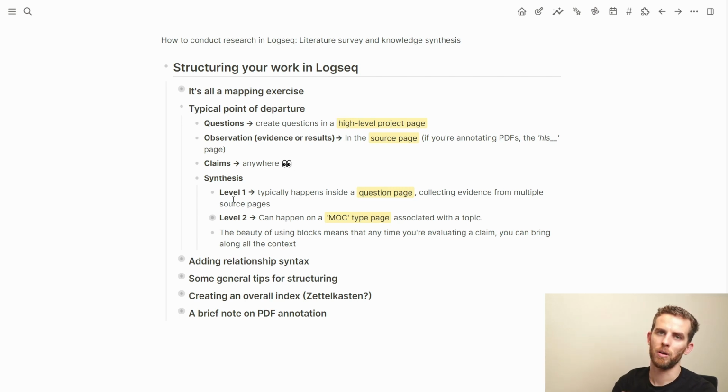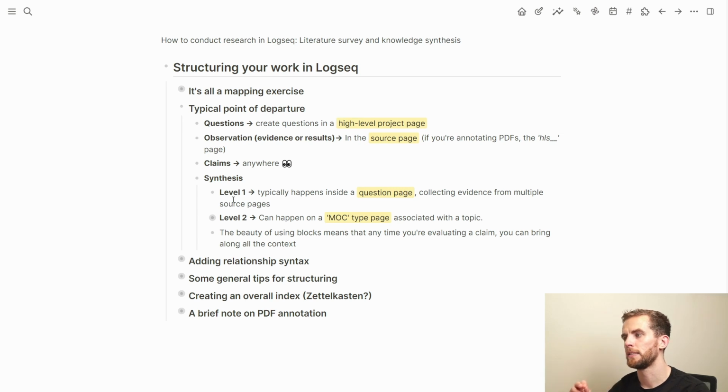The second level of synthesis, that one that we spoke about, like a higher level synthesis, you could maybe do that in the high-level project page, but you could also create MOC pages or Zettelkasten pages where you're putting together bigger units of information. So maybe you have like theme pages within an area of research. That would be a good approach to synthesize multiple levels of question.